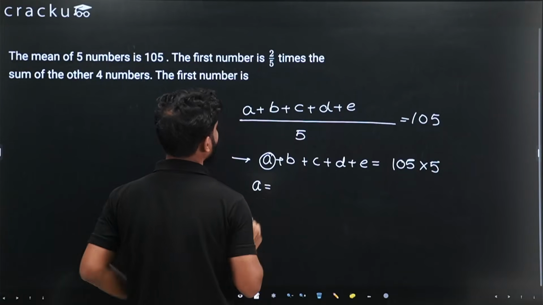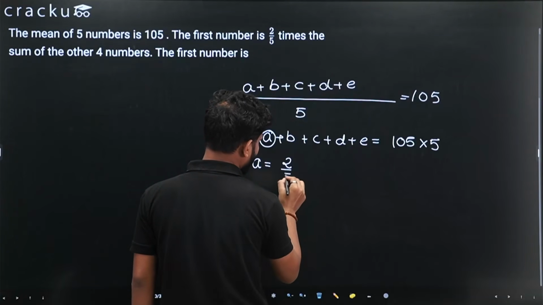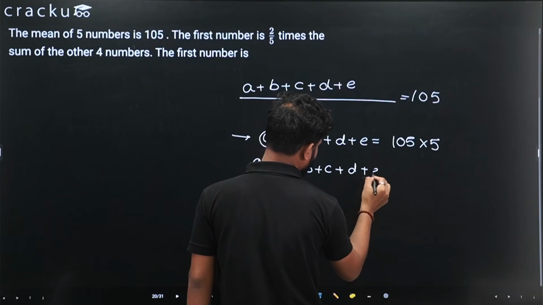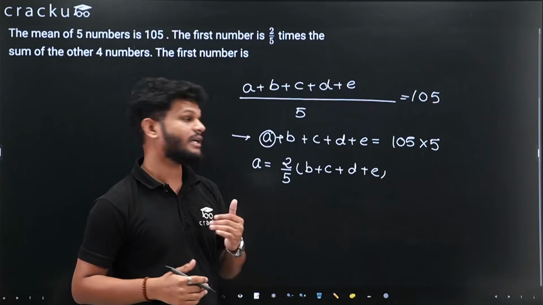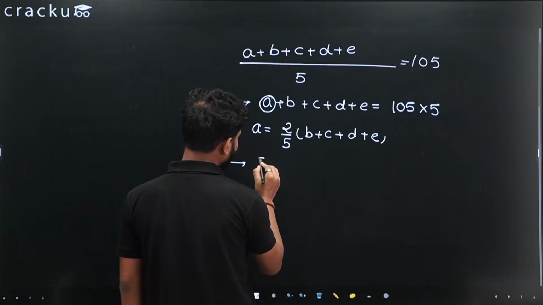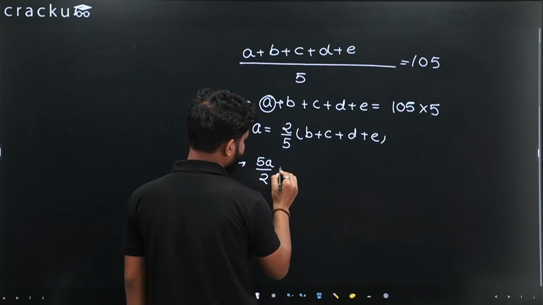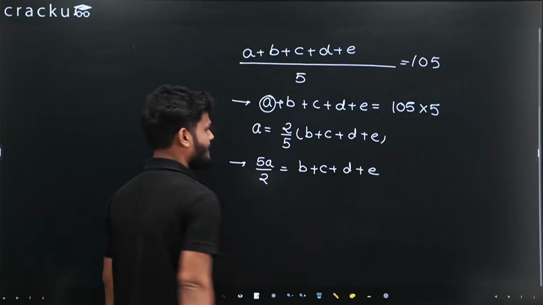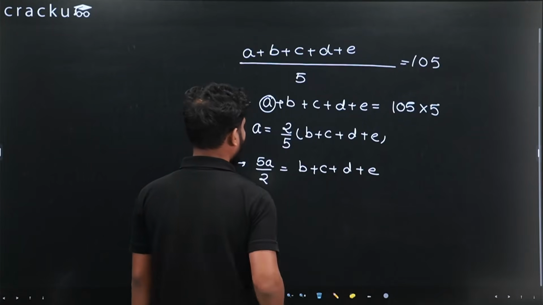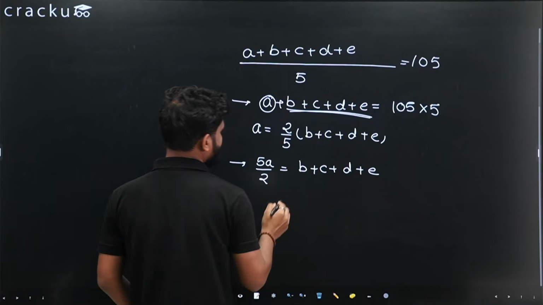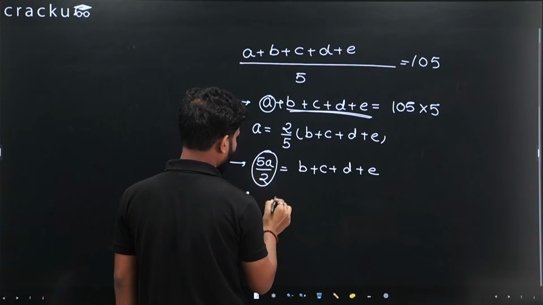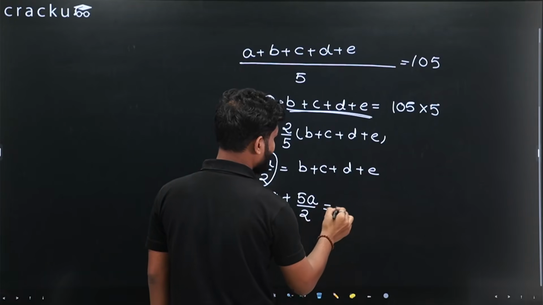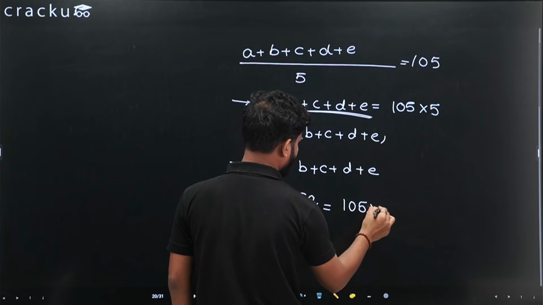Now it is given the first number, which is A. A is equal to 2 by 5 times B plus C plus D plus E. 2 by 5 times the sum of the other 4 numbers. So can I write 5A by 2 is equal to B plus C plus D plus E? Yes, I can write that. Now, instead of B plus C plus D plus E, I will put 5A by 2. From here, what do I get? I get A plus 5A by 2 is equal to 105 into 5.